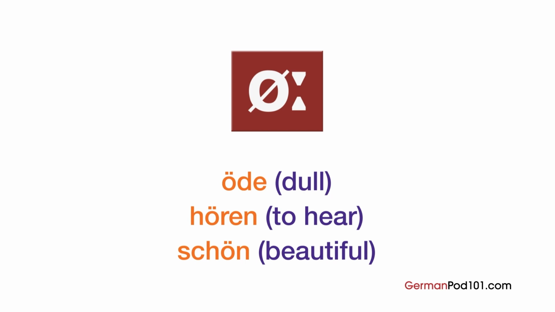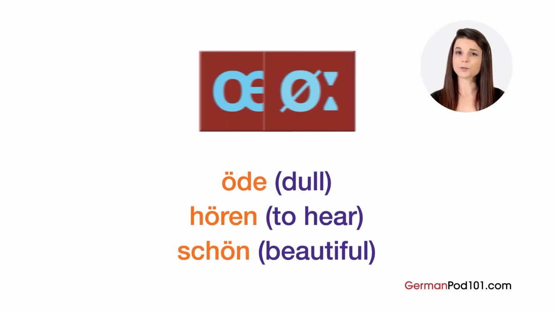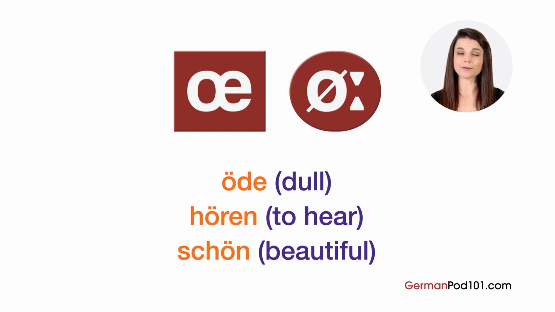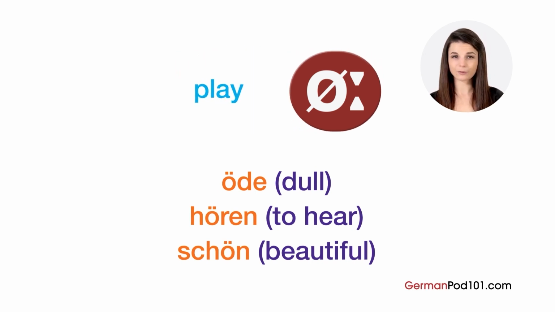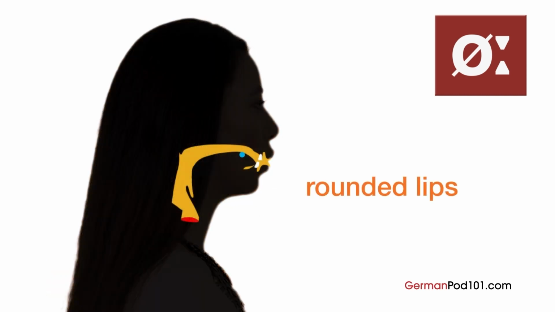The next vowel is Ö, as in öde, hören, schön. This is identical to the previous sound, except that the lips are rounded. Try to say the word play while rounding your lips.